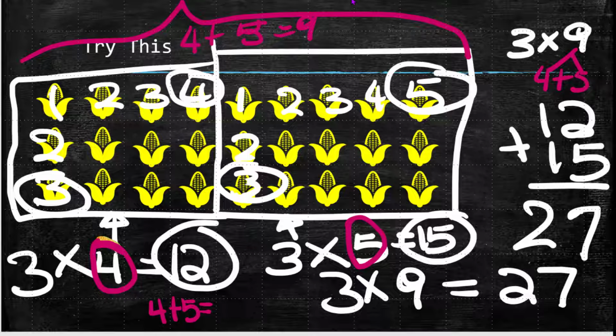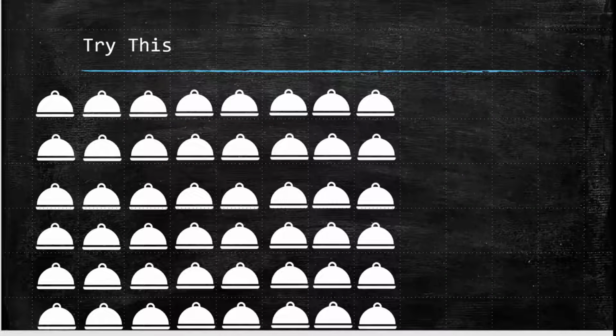Let's move on to our next array. Now this array would be something that you would see in Thanksgiving. Maybe you're covering your food, but this is a huge array.